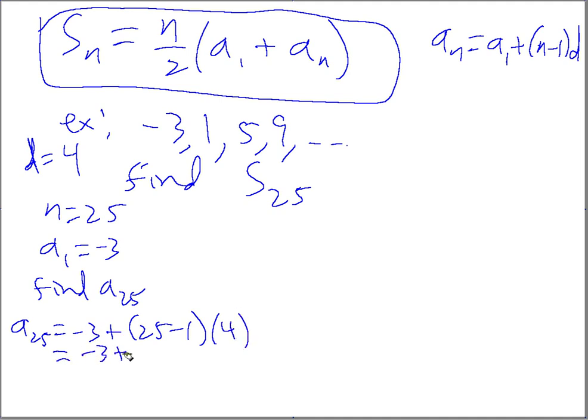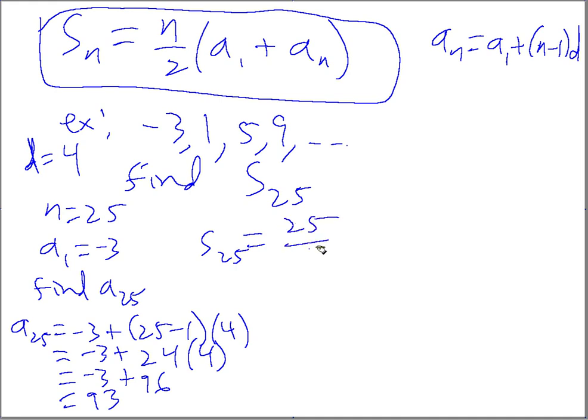So this is going to be -3 plus 24 times 4. This is going to be -3 plus what? 96. All right, 24 times 4, 96 there. And that's going to be 93. All right, 93. So the 25th number is 93 here in this list of numbers. All right. So now we have what we need. So therefore, the sum of the first 25 numbers will be what?